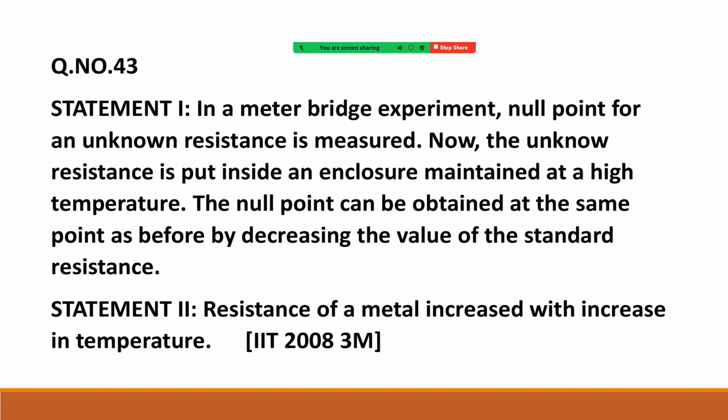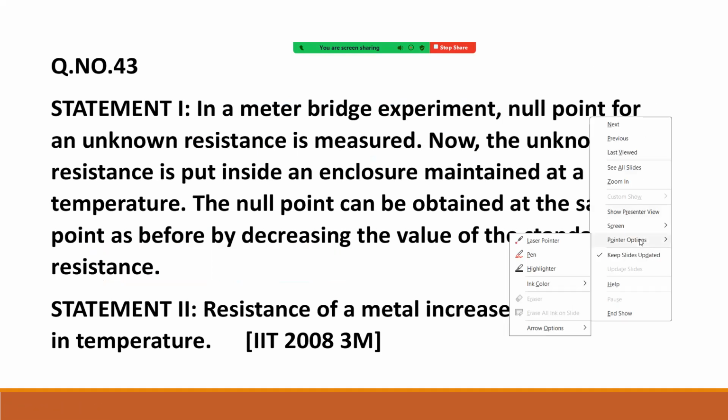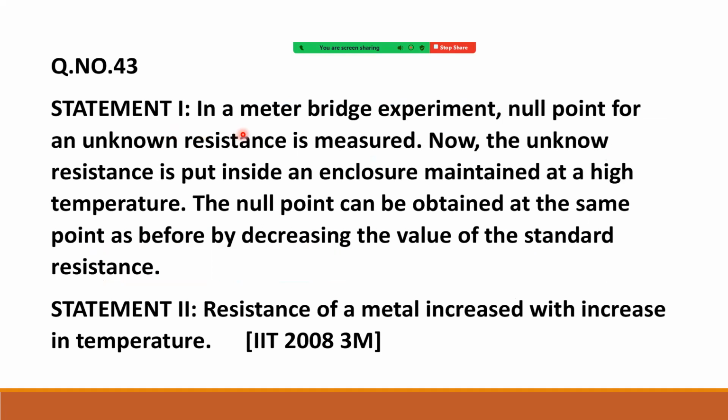See statement one. In a meter bridge experiment, the null point for an unknown resistance is measured. Now the unknown resistance is put inside an enclosure maintained at a high temperature. The null point can be obtained at the same point as before by decreasing the value of the standard resistance.